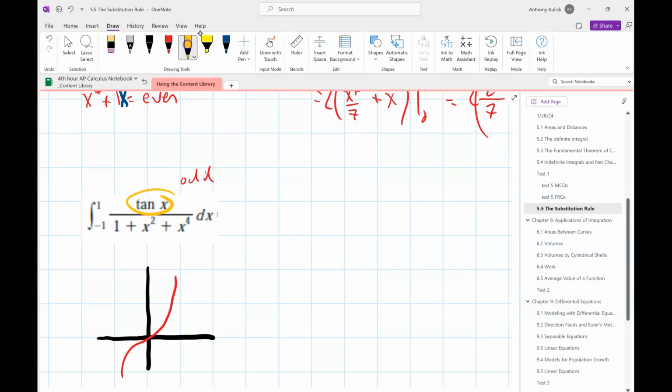1 plus x squared plus x to the 4th. What's the degree on 1? What's the degree on x squared? Also even. So again, worth pointing out to you guys, even function plus even function plus even function plus even is still even. Even plus odd? Neither. Odd plus odd plus odd? Odd. Doesn't matter how many odds you add together, it's going to be an odd function.